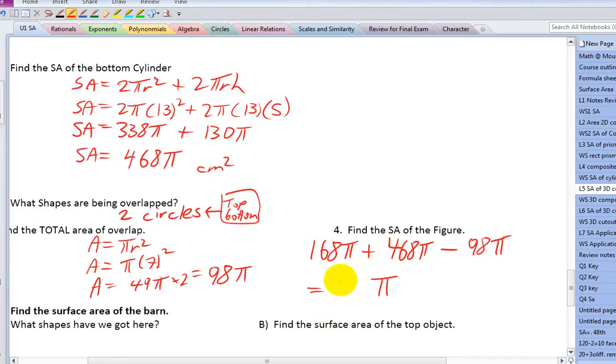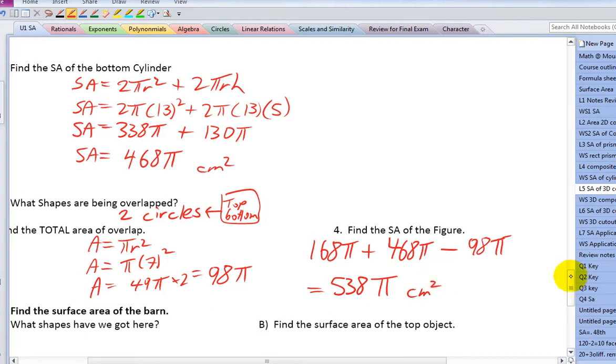Total answer? 538 pi. Okay, you must have that pi part. That's centimeters squared. Okay. Any questions? Hands up, you got this. Perfect. Good, good.